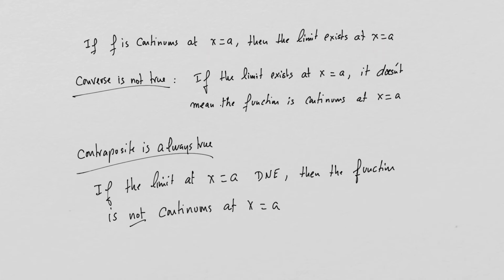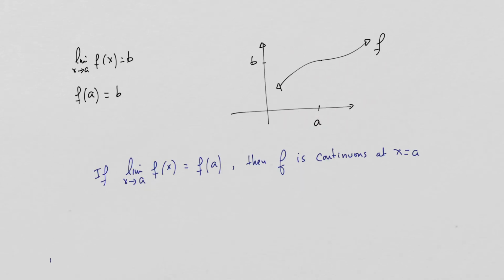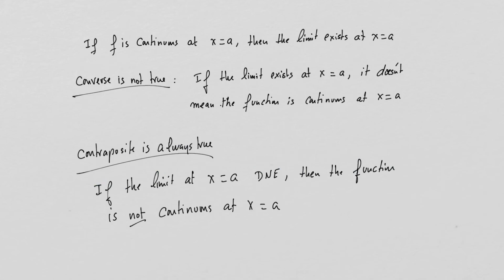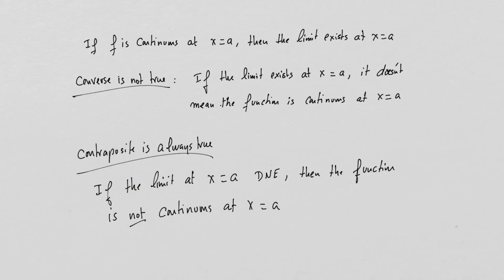The converse is not true. Just because the limit exists, it does not mean that the function is continuous. Here is a great example. The limit does exist, but the function is not continuous when x approaches a. So when you have a statement that is true, the converse does not have to be true. Sometimes it is true, but in this case, it's not true. So if the limit exists, it does not mean that the function is continuous. It might be, like here, but it doesn't have to be.